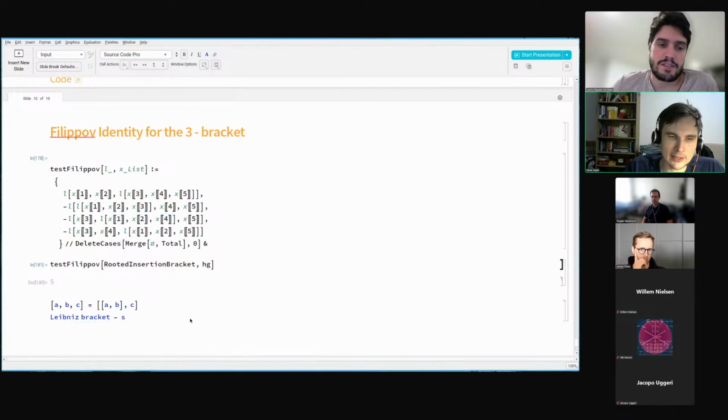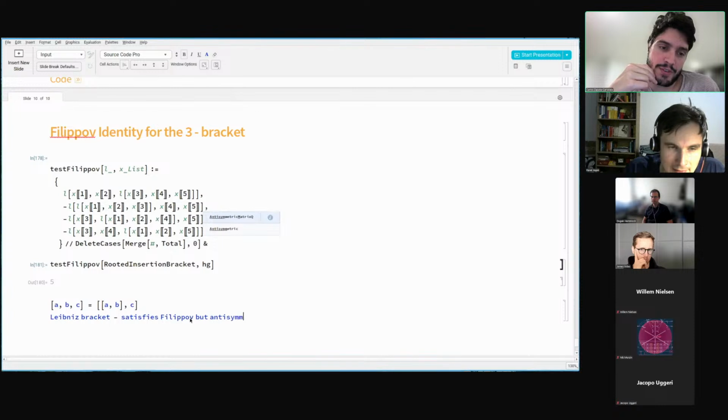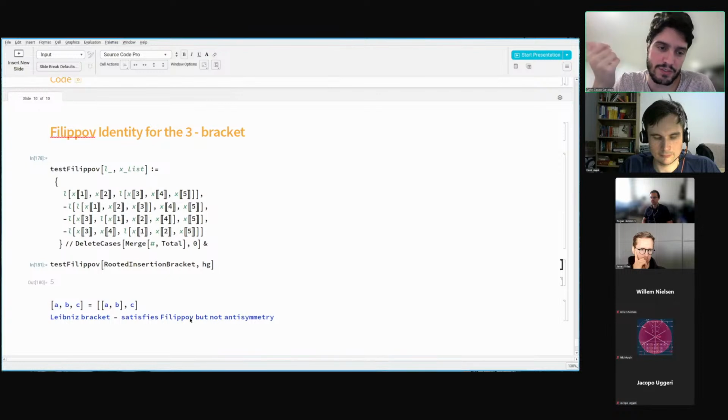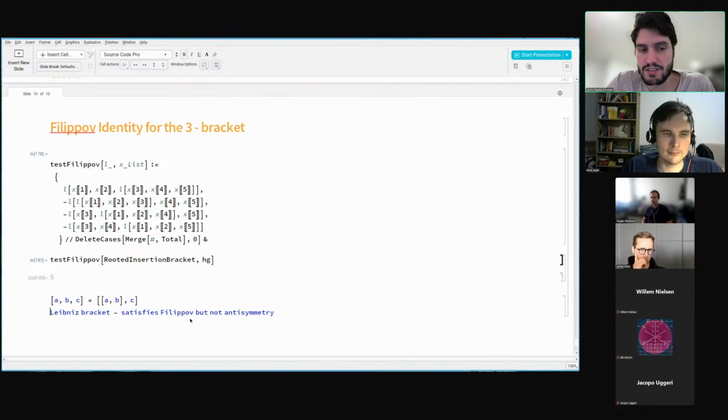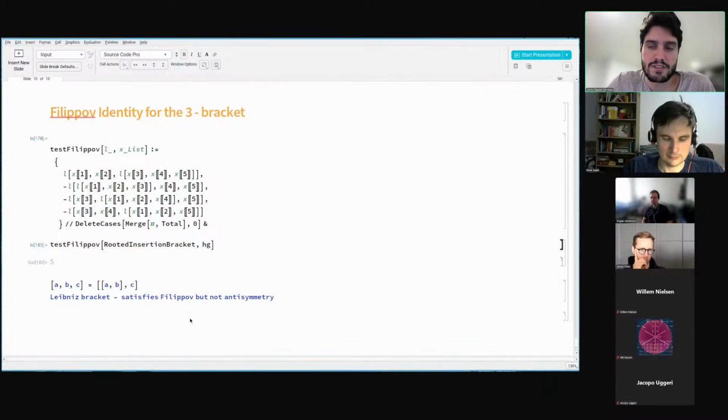Okay. So it satisfies Filippov, but not antisymmetry. Yeah, because you can see just from the formula that when you permute A, B in block or A and B individually, it anticommutes, but if you permute B and C or A and C, in general it's not going to anticommute. So if you antisymmetrize it, then you do get a Lie bracket.